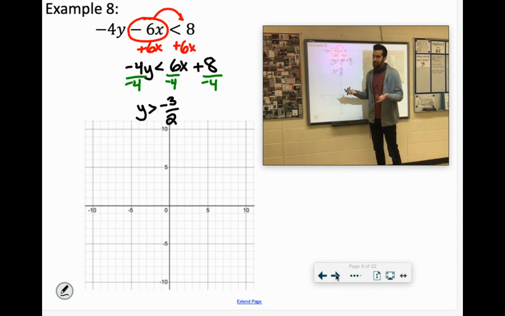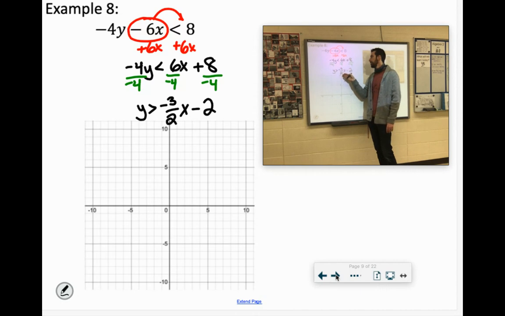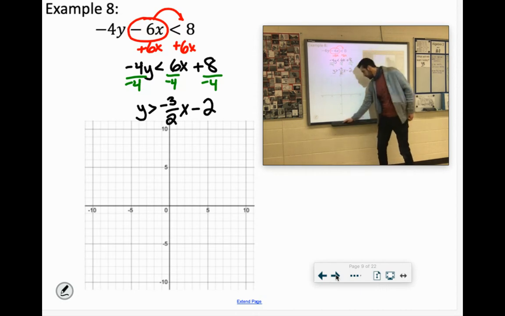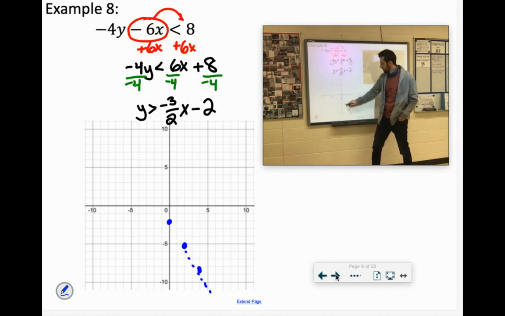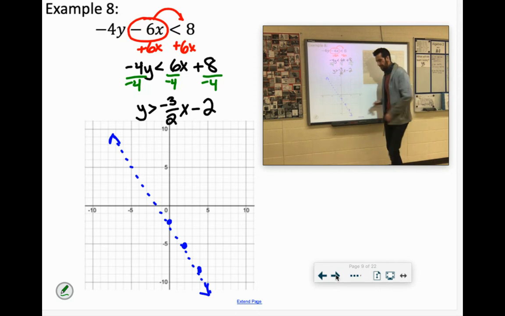You could leave it 6 over negative 4. That's going to get confusing when you graph it. And then 8 divided by negative 4 would be negative 2. So now we have greater than negative 3/2 x minus 2, which shows that we start at negative 2. And our slope is negative, so we're going to go down and to the right. So we're going down 3, right 2. Down 3, right 2. Dashed line, dotted line. It's greater than, so we're going to shade above.